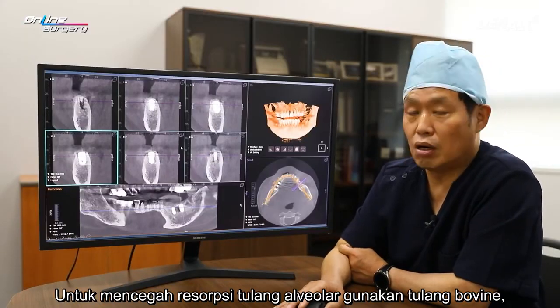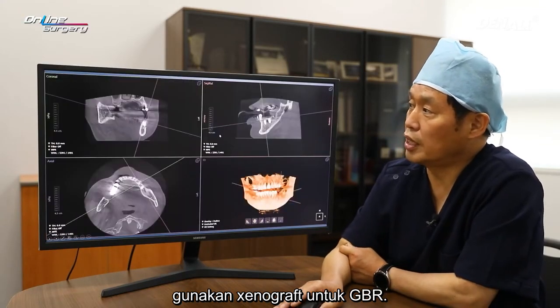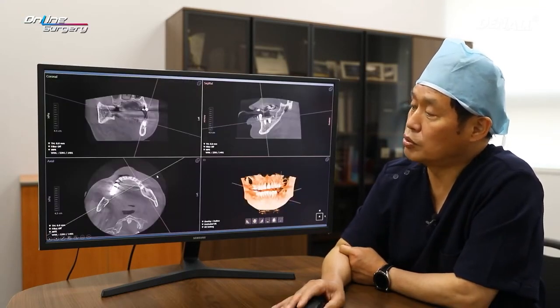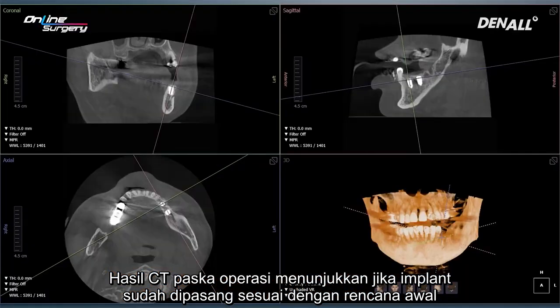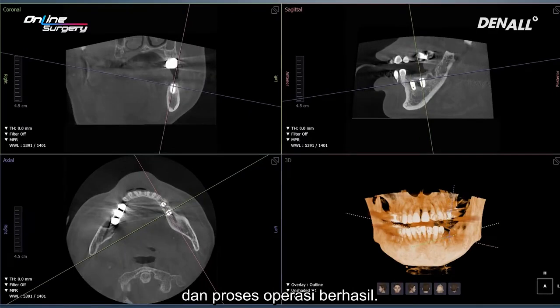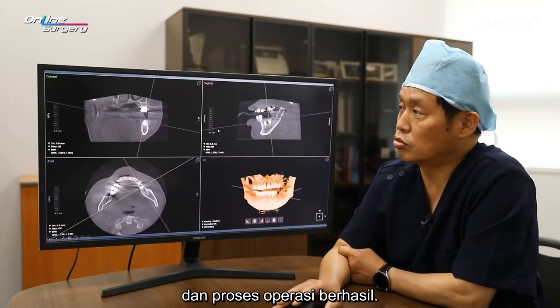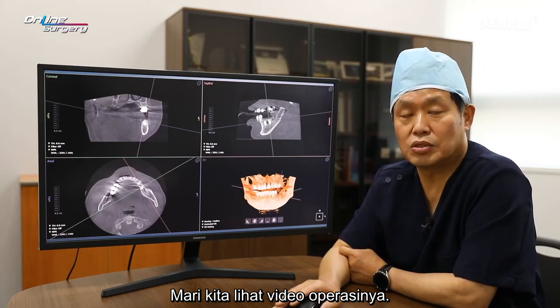In order to prevent alveolar bone resorption, bovine bone was used. A xenograft was used for GBR. Post-op CT shows that the implants were placed in accordance with our original plan and a successful surgery was done. Let's look at the surgical video.